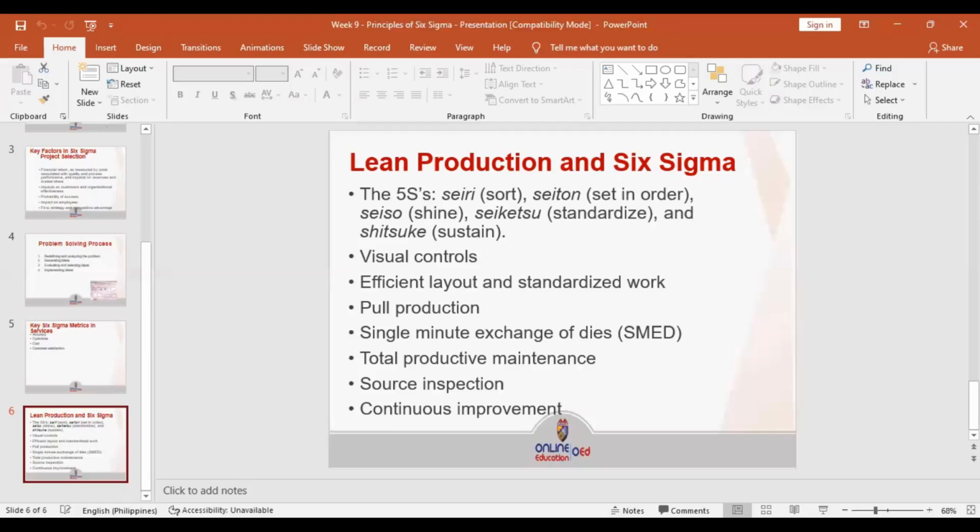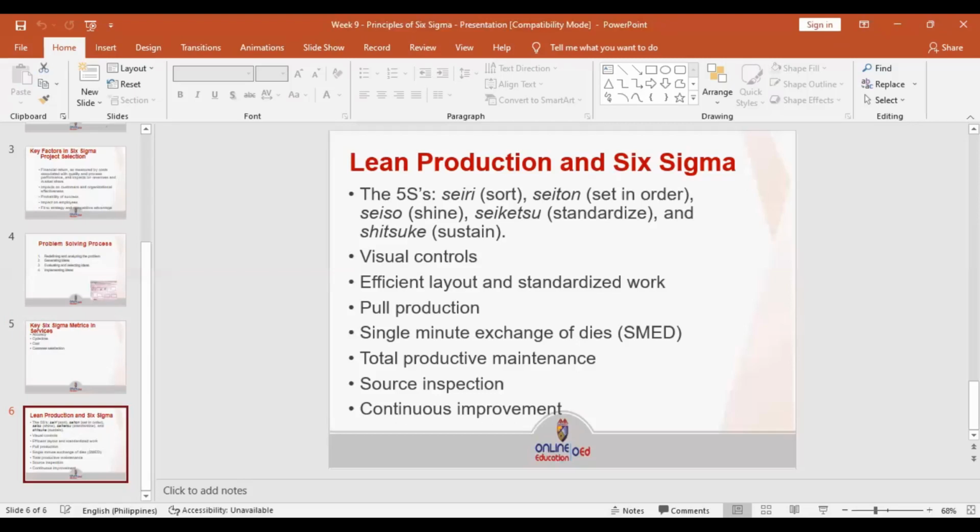And lean production, of course, includes single minute exchange of die, or SMED. Single minute exchange of die talks about the turnaround time to be measured on how fast or how slow. Then total productive maintenance, and of course source inspection to check the sources if they are of good quality. If there's good quality input, then the output is also of good quality. And continuous improvement.